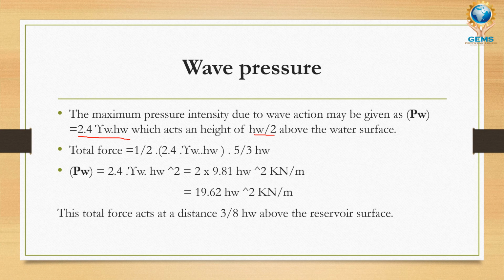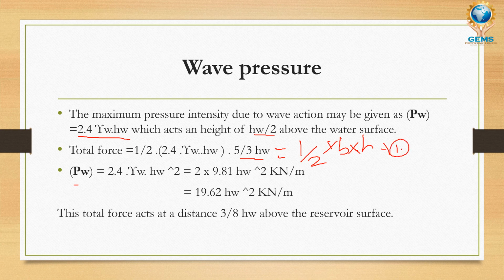You can see it's a triangular formation according to the diagram. The formula for the area of a triangle is half into B into H. The pressure which is generated is taken as B, the breadth, 2.4 gamma W HW, and H is the height, which is 5/3 HW. So it is half into B into H. I'm going to write it for your convenience. If you see the previous diagram, you can understand this equation.